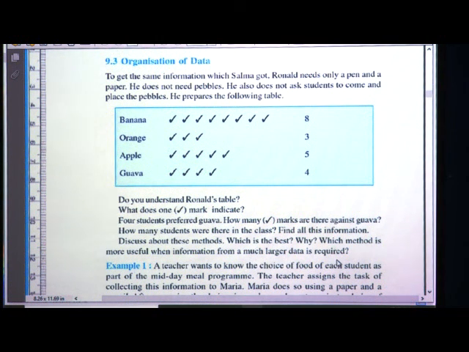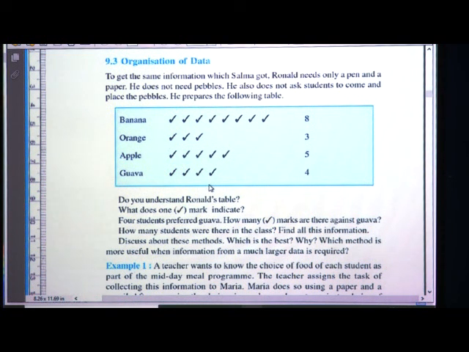So, students, what has he done? He sat in one place, he has taken a pen and a paper, he has written the names of the fruits in a table and he is just putting the number of ticks. So, for example, we are sitting in a class and the teacher comes and asks, now I am going to ask you a question, you just raise your hands. So, in front of banana, the teacher asked, how many of you like banana? So, how many students raised their hands? 8 students. So, we have given 8 ticks here, and then orange 3, then apple 5, and then guava 4.